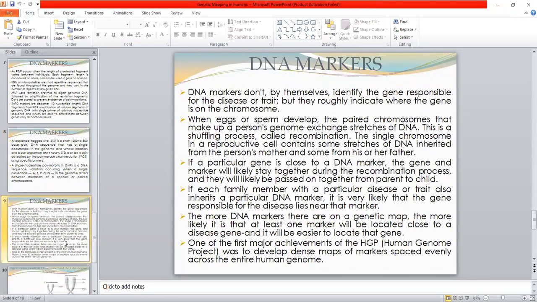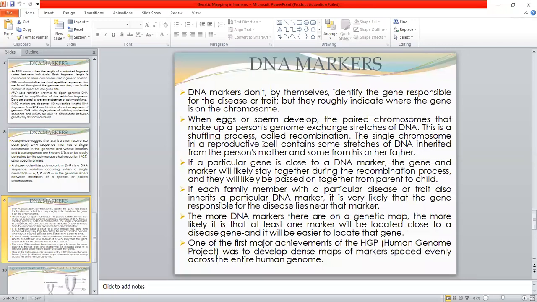So the presence of a DNA marker doesn't by itself identify the gene responsible for the disease or trait. The DNA markers roughly indicate where the gene is on the chromosome. The marker is near to the gene, but it doesn't mean that the DNA marker is the gene. It just indicates the position of the gene on a chromosome.